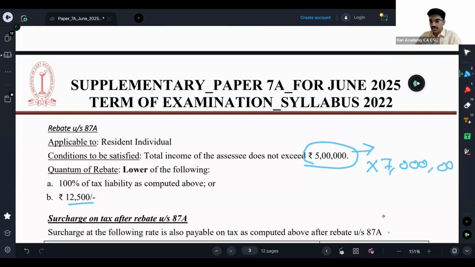7 lakhs is only for new tax regime. Sorry, I just scribbled something. 7 lakhs, it is only for new tax regime, not applicable for old tax regime. Okay. Next is going to be surcharge.